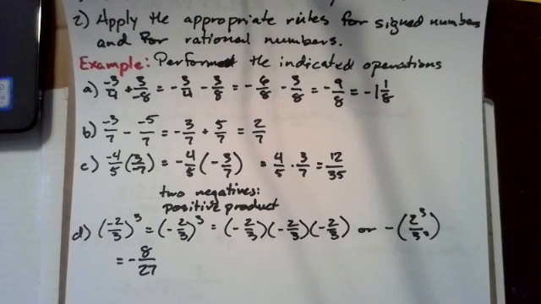In D, we have negative 2 over 3 raised to the third power. I've changed that to negative 2/3 to the third power, and I just write out negative 2/3 times negative 2/3 times negative 2/3. Or we can change that to negative 2 to the third over 3 to the third, and that's negative 8 over 27.